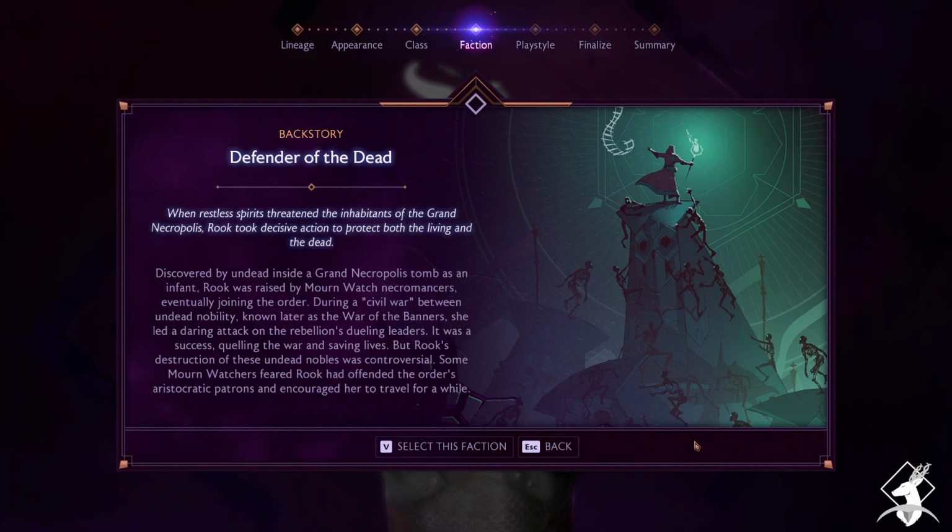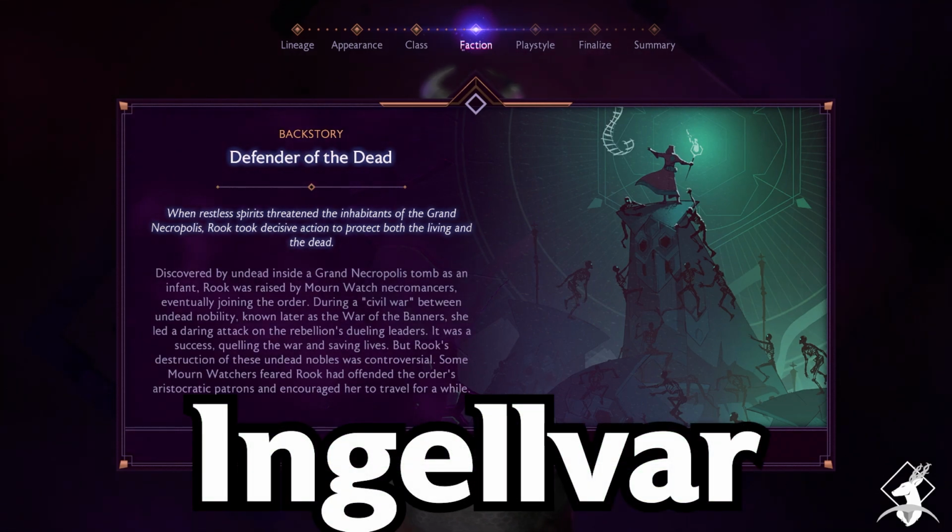With this faction, you are Ingolvar. As an infant, you were found inside a tomb within the Grand Necropolis and discovered by the undead. Raised by necromancers of the Mourn Watch, you eventually join the order yourself. During a sort of civil war within a necropolis between two undead nobility, now referred to as the War of the Banners, you led a daring attack to destroy the leaders of the two sides. While you succeeded, ending the war and saving lives, your destruction of the nobles was controversial, and some of the Order feared that you had offended important patrons, so they encouraged you to travel for a while.